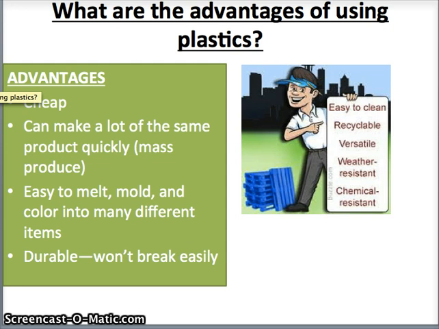So what are the advantages of using plastics? First of all, it's very cheap. You can make a lot of the same product quickly, which is called mass production. It's very easy to melt, mold, and color plastic into many different items, and it's very durable. It won't break very easily. You can see here it's weather resistant and chemical resistant, and it's also recyclable.